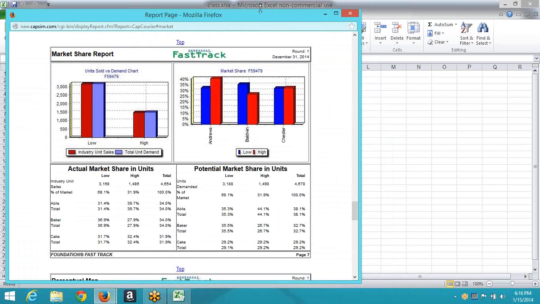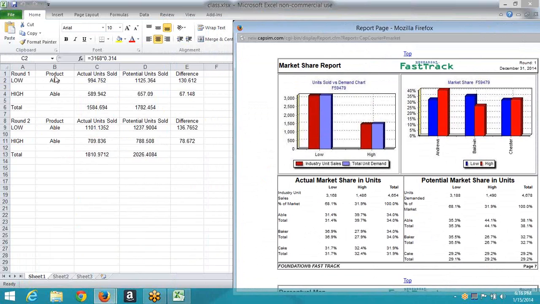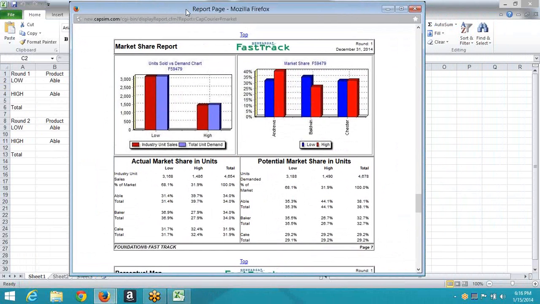You can make it any way that you want that will fit you best. But I just put the round, then the product, then the actual market share, then the potential market share, and then the difference. That's how much more I could have sold last round that I didn't, or if I sold more than I potentially could have, how much more I stole from the market.